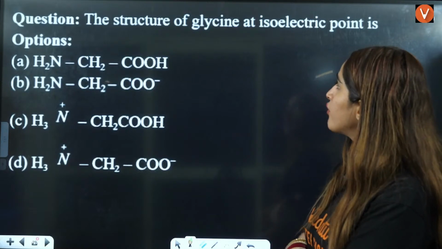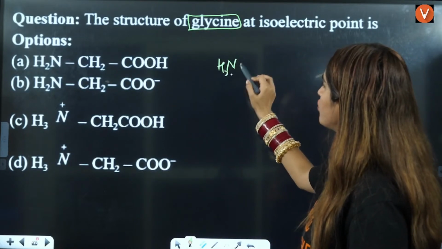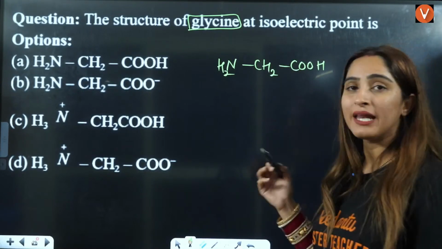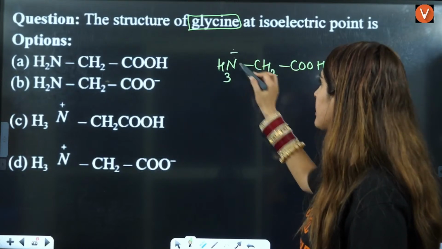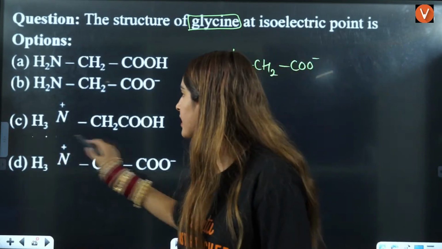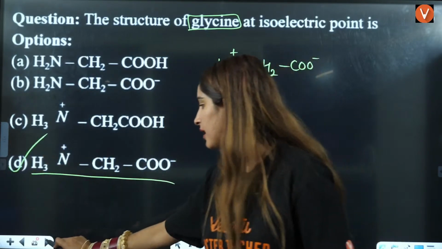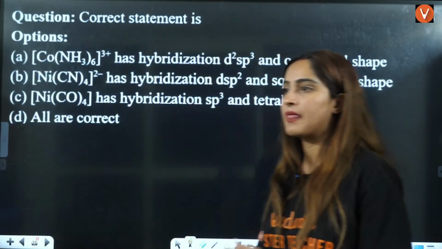Next is the structure of glycine. So what is glycine? Glycine is NH2CH2COOH. So the isoelectric point is when it gains one H, right? And this loses one H. So it is NH3+CH2COO-. That is, D is the correct answer. Okay? D is the correct answer.